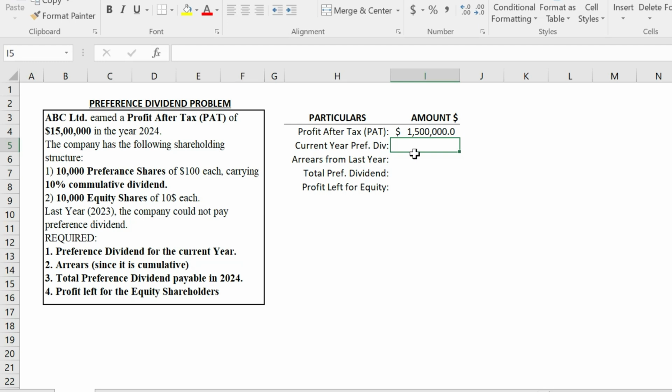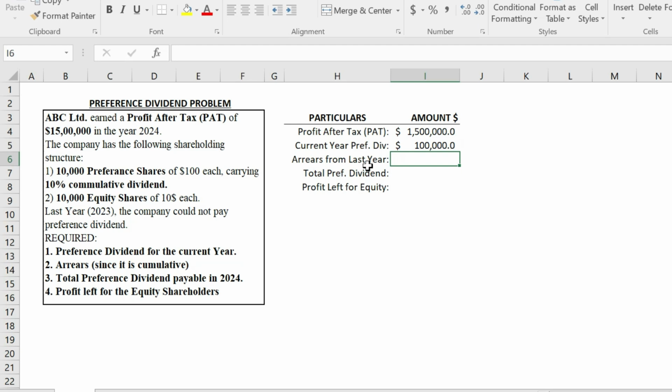and the current year preference dividend would be our preference shares of the current year. Let's write down there 10,000 preference shares, and it's $100 each, multiply by 100 and then multiply by the 10% cumulative dividend, so 10 over 100 again. Let's add this value first. So we have 1 lakh as our current year preference dividend.